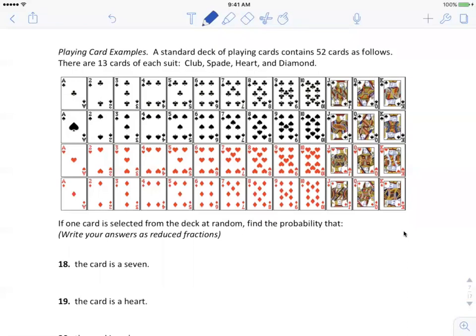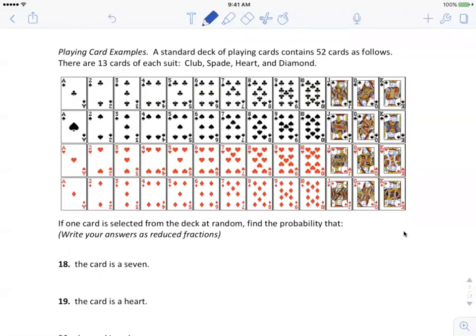This is page 7 in the chapter 3 notes. Still on 3.1. Now we're doing a new example about cards. So, playing cards. Some of you are familiar with playing cards. Some of you probably aren't. You may have never seen a deck before. That's okay. That's why I have this graphic here.